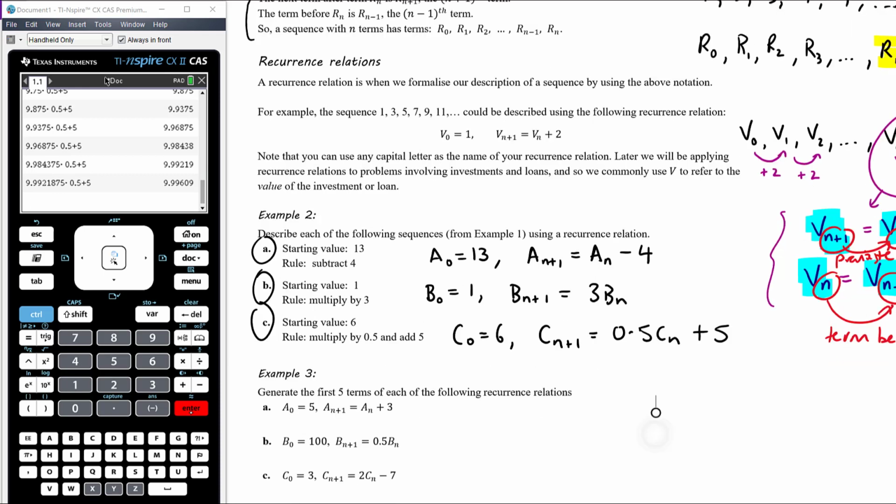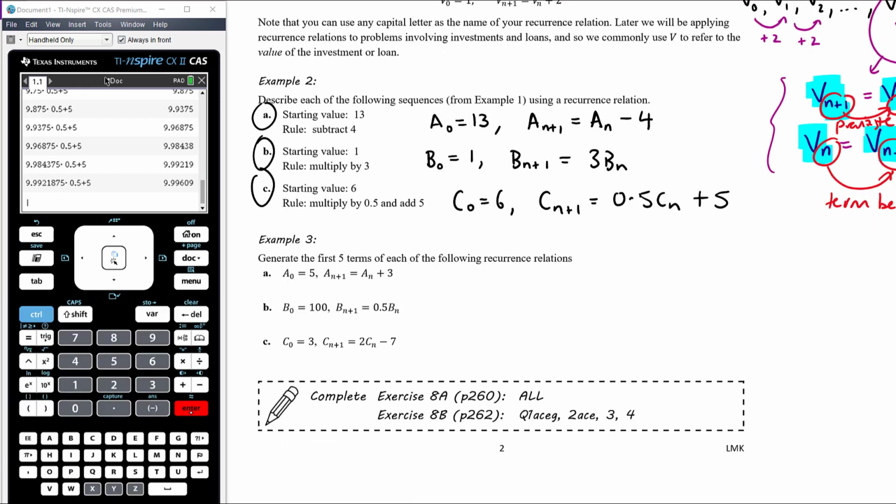Let's work the other way. Given the recurrence relations, let's see if we can understand them and generate the sequence. In part A, we want to write down the first 5 terms. A naught is 5, so the first term in the sequence is 5. Then we look at the recurrence section of the recurrence relation to tell us how we get from one term to the next. It's clear that we're going to add 3. From An, we add 3, and that gets us to An plus 1, the next term. So we're adding 3 each time.